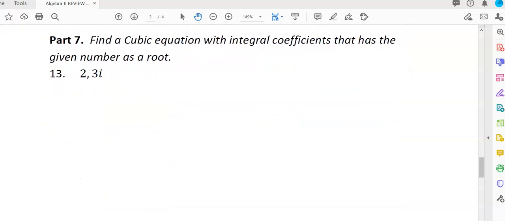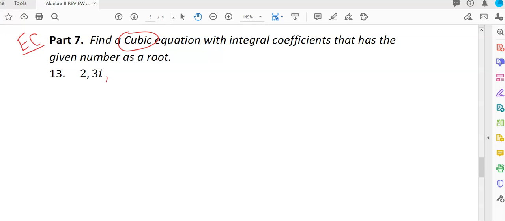Find a cubic equation with integral coefficients as the given numbers as a root. So cubic means third power. And this is an extra credit question this year because we didn't get to this. I'm going to send out a short video about this, but this is how to do it.